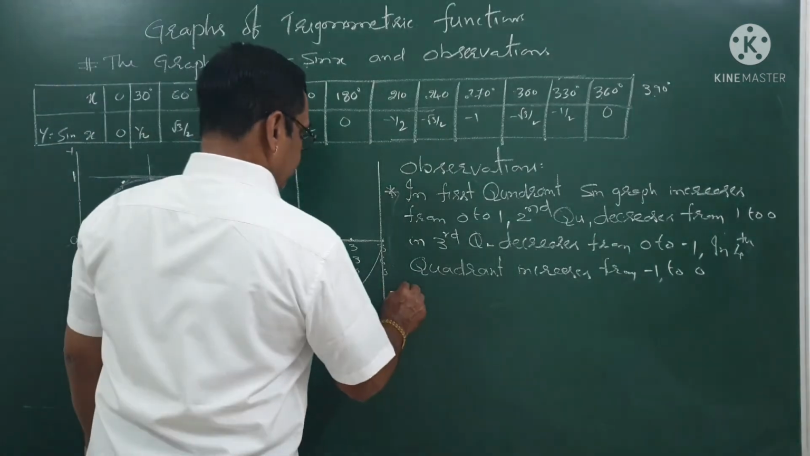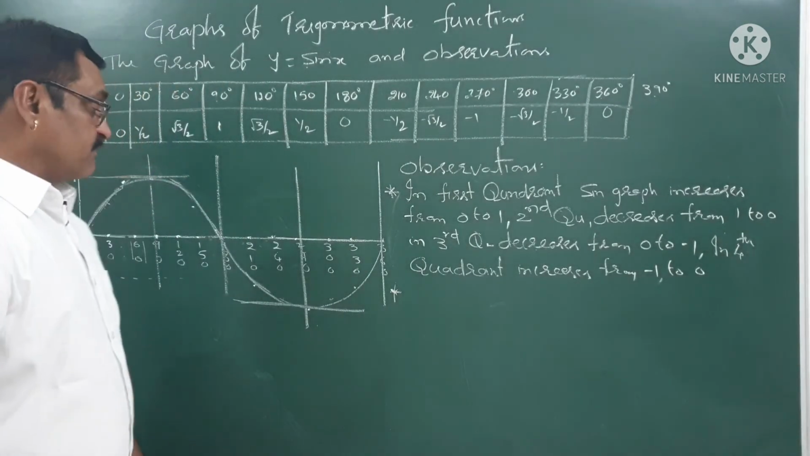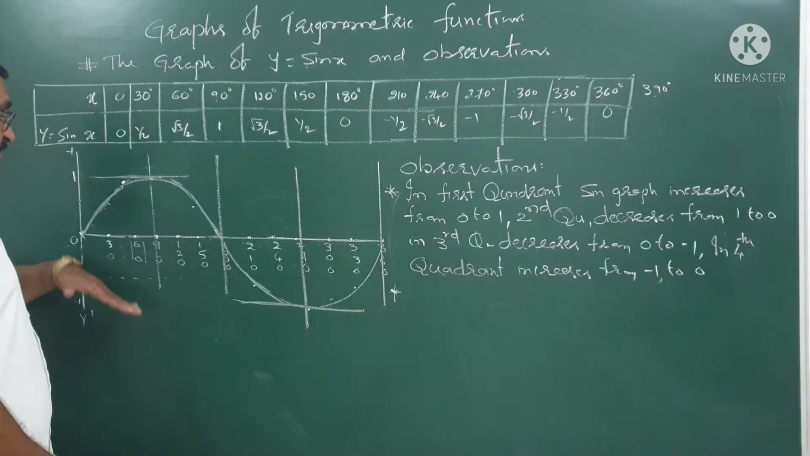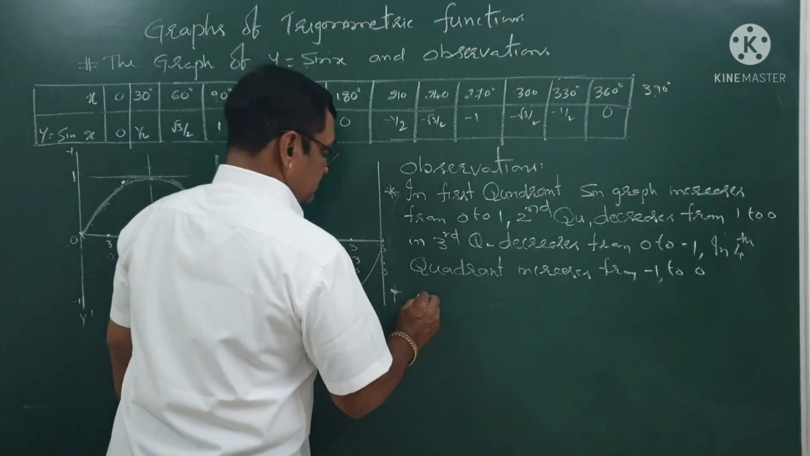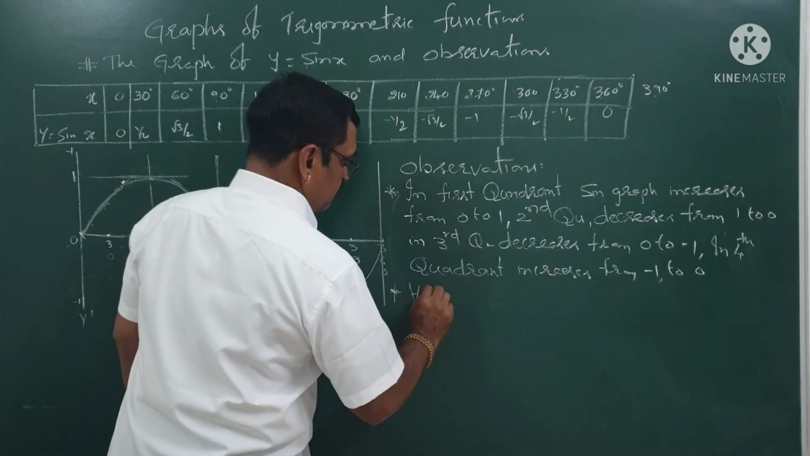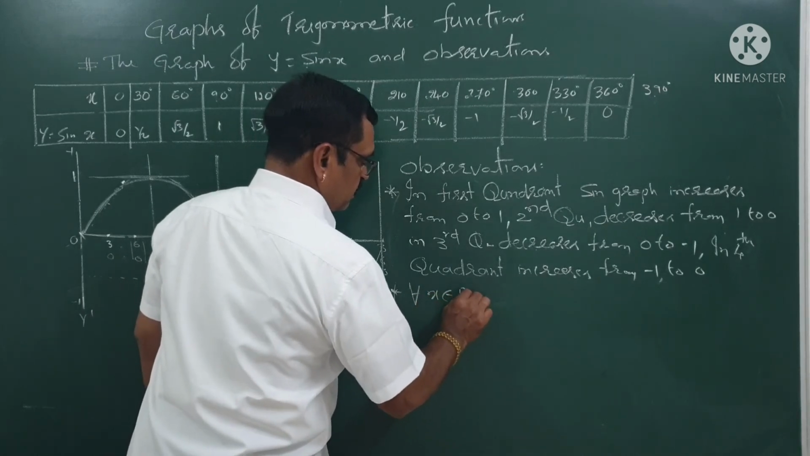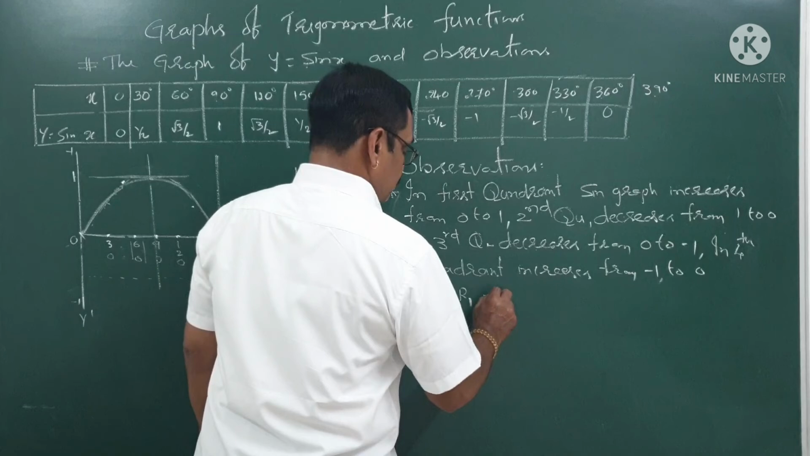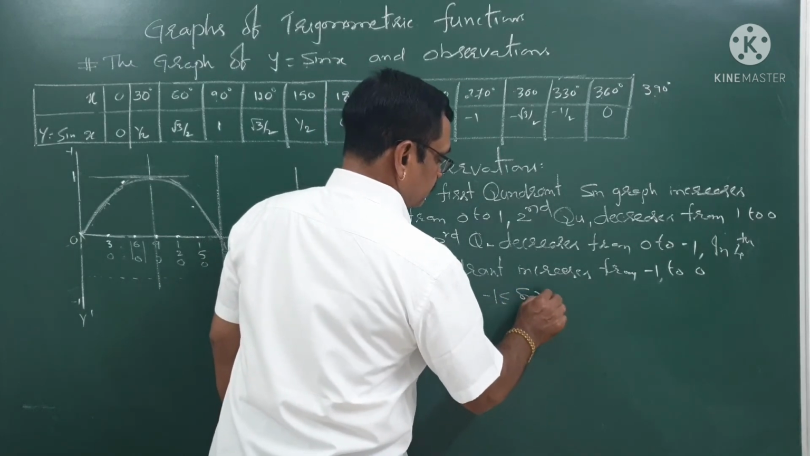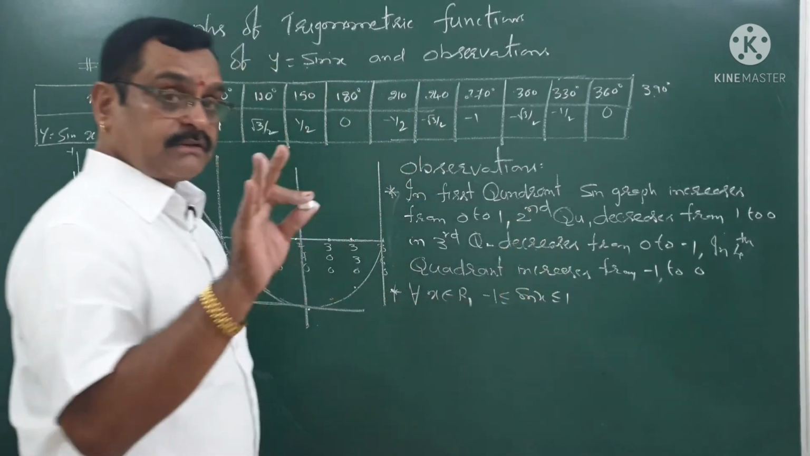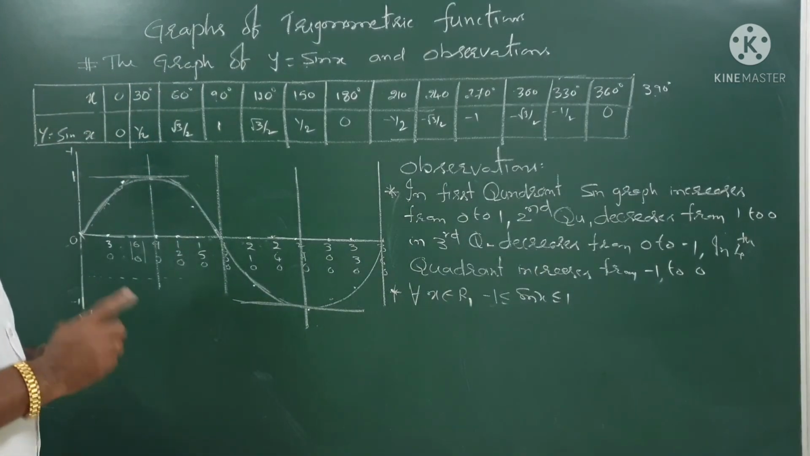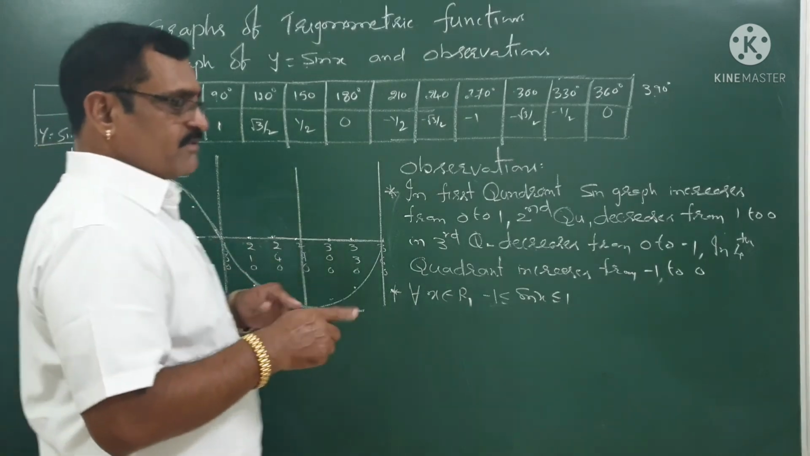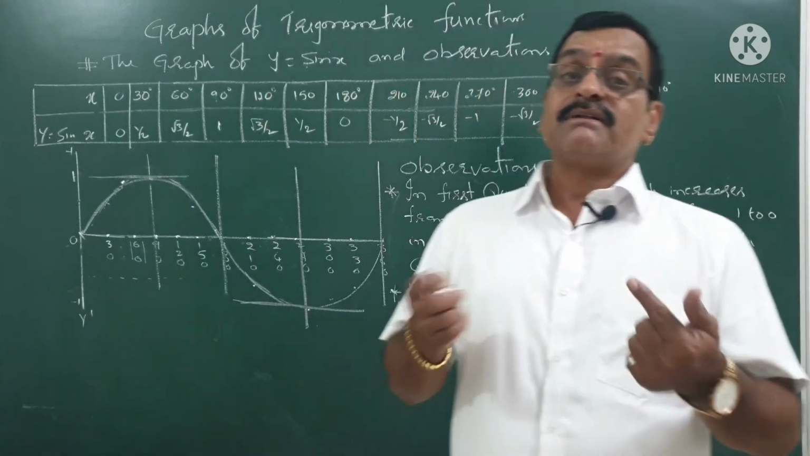Now the second observation is, from the graph, the sine upper limit is equal to plus 1, lower limit is equal to minus 1. Sine for all values of x belonging to the real number set: minus 1 is less than or equal to sin x, which is less than or equal to 1. This is the second observation. And the third observation, as I just told, is that the shape of the graph repeats in an interval of 360 degrees.